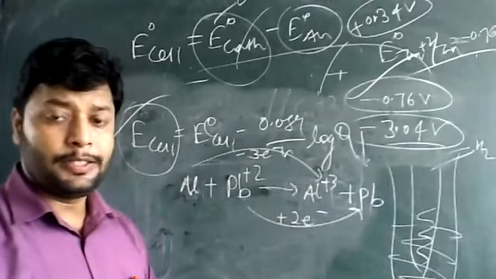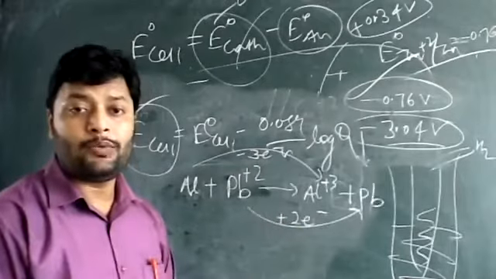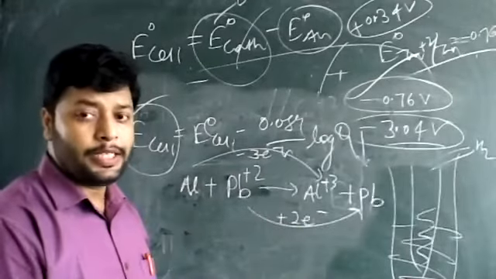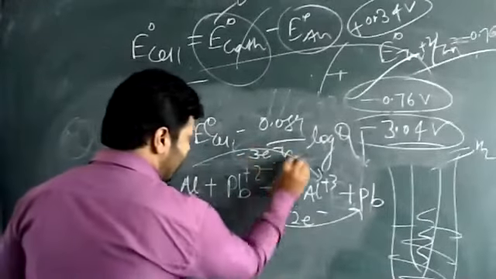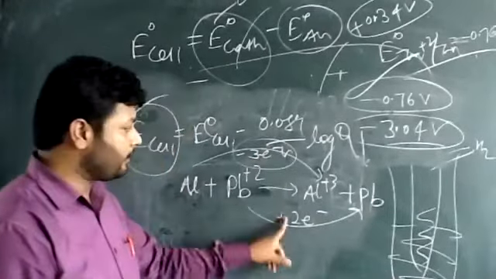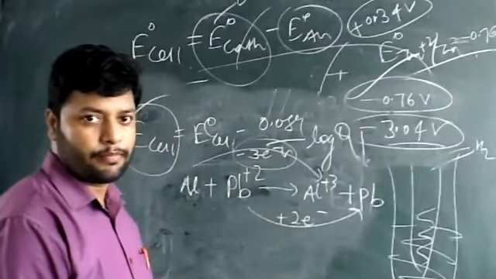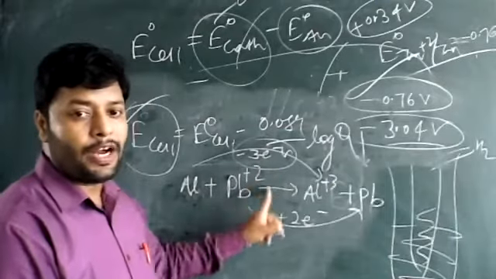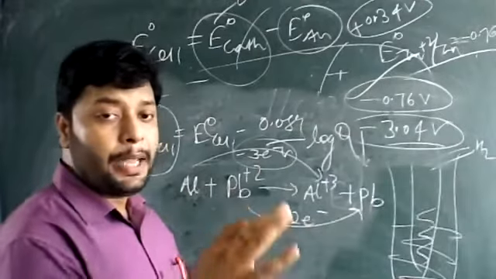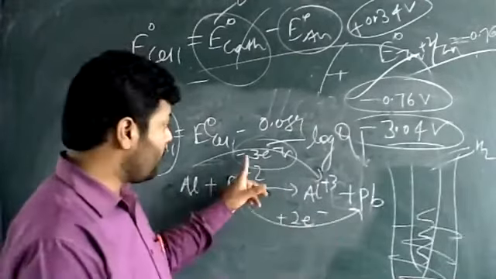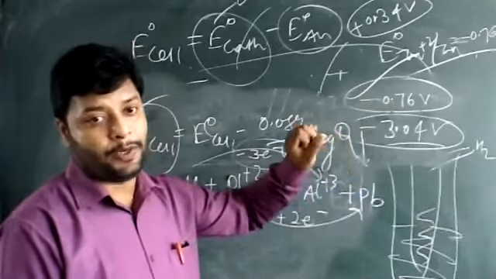So I told you once, if there are different numbers of electrons involved in the redox process, you have to take the LCM of that. So the value of n will be 6. But you have to balance the reaction, because without balancing, you cannot write the value of Q.